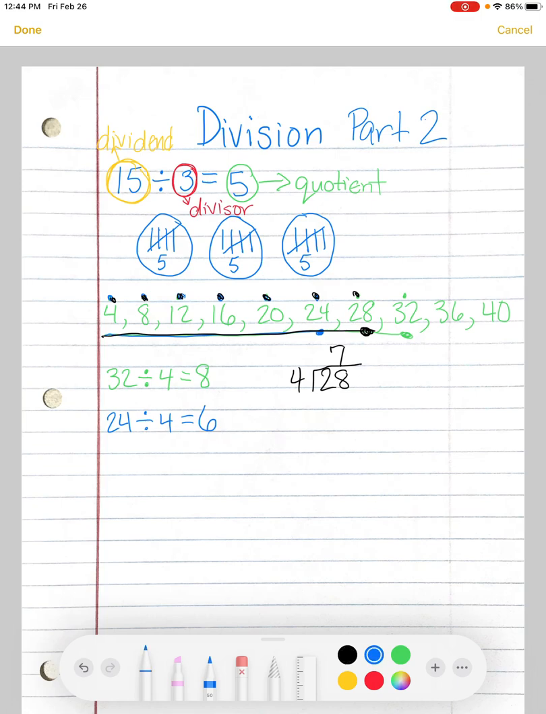All right, let's try one more using the bracket. This time, let's do 12 divided by 4. There's my 12. 1, 2, 3. My quotient is 3, and I write it above the bracket.